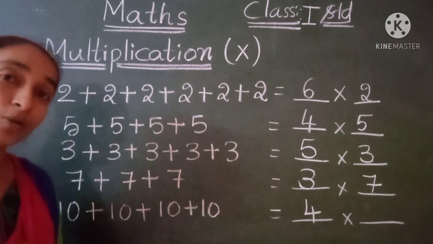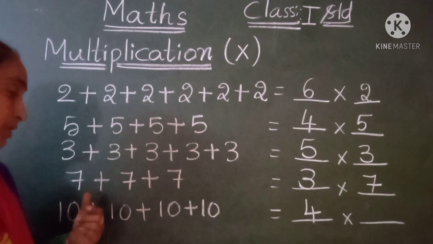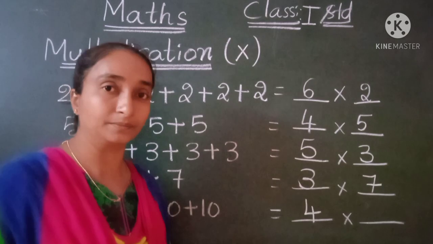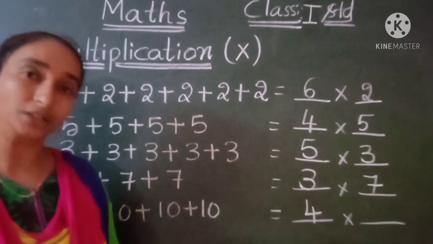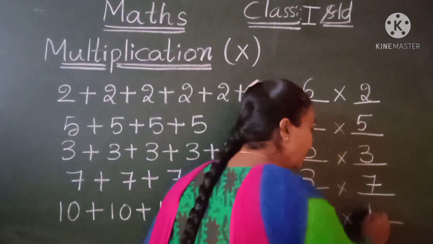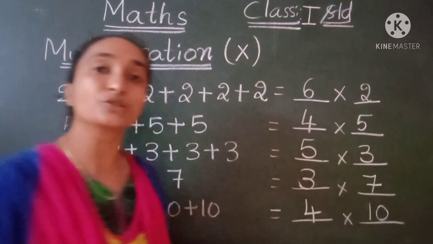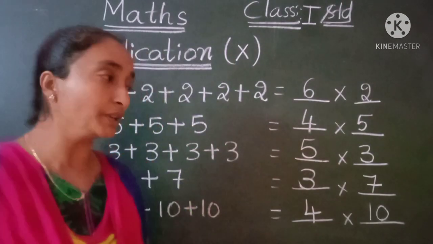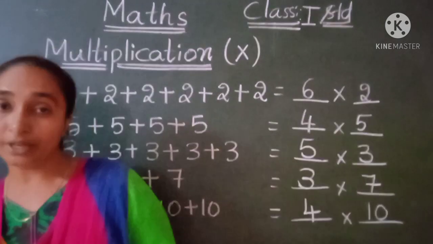In each group how many are there? 10. So 10, 10, 10, 10. In every group there are 10. So 4 into 10. That means 4 times the 10. 4 times the 10 we have repeated, children. Now here in our textbook.